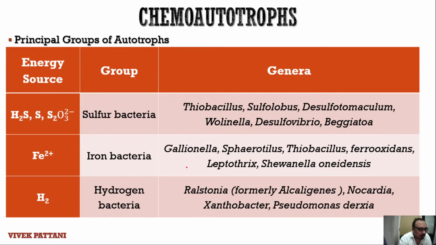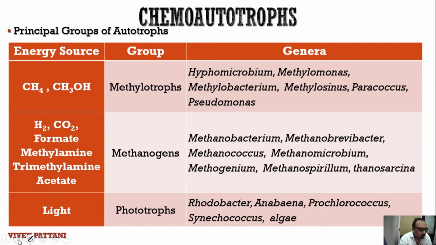Next one is iron bacteria: Gallionella, Sphaerotilus, Thiobacillus ferrooxidans. Okay, there is no comma here. Leptothrix, Shewanella oneidensis. Next one is hydrogen bacteria, which includes Ralstonia, formerly also known as Alcaligenes, Nocardia, Xanthobacter, and Pseudomonas. Next group of other bacteria also, methylotrophs, which includes Hyphomicrobium, Methylomonas, Methylobacterium, Methylococcus, Paracoccus, Pseudomonas.